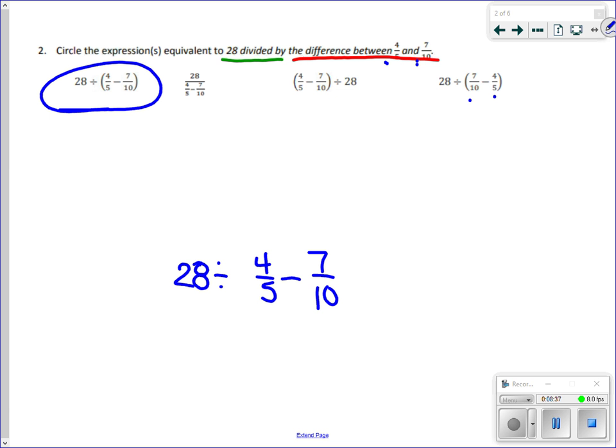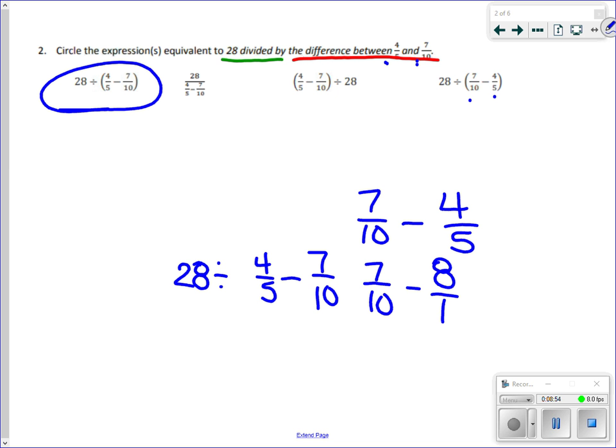How do you know 7/10? If you do common denominator, common denominator.